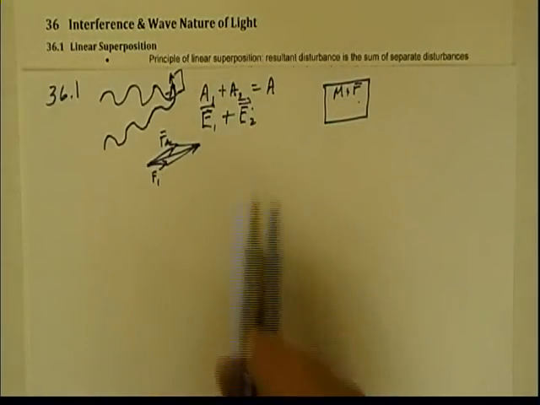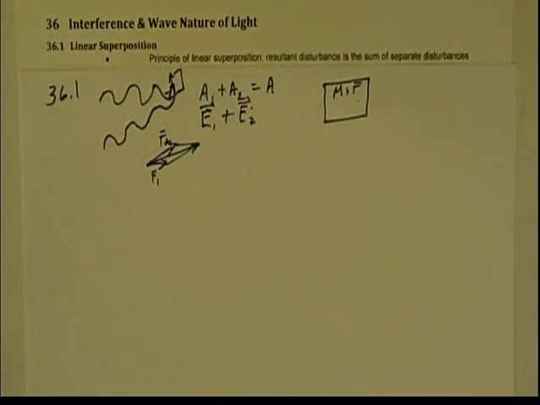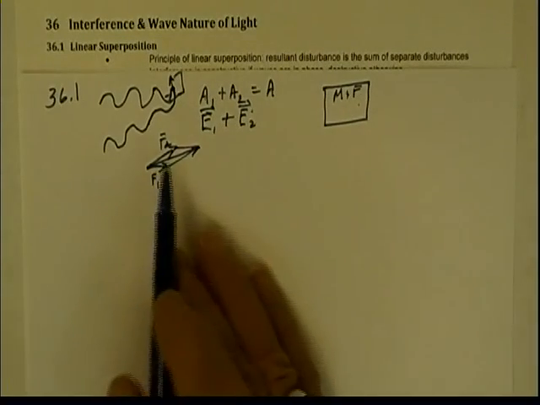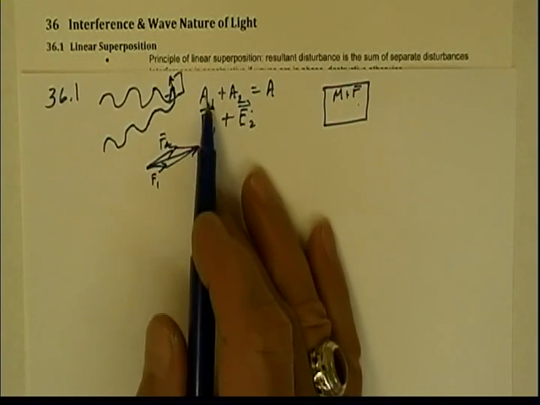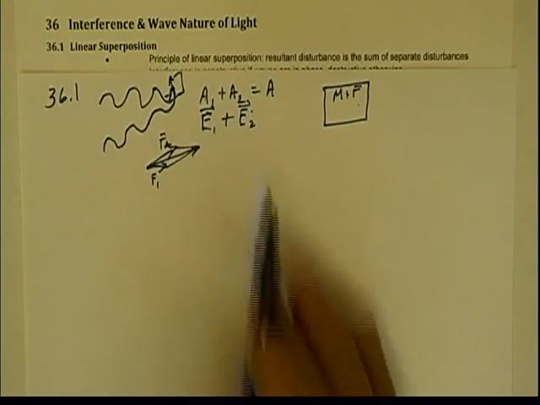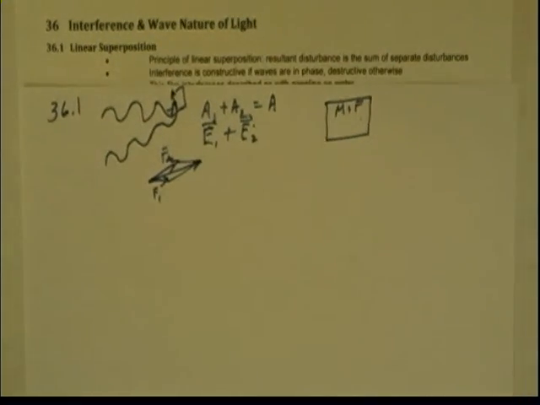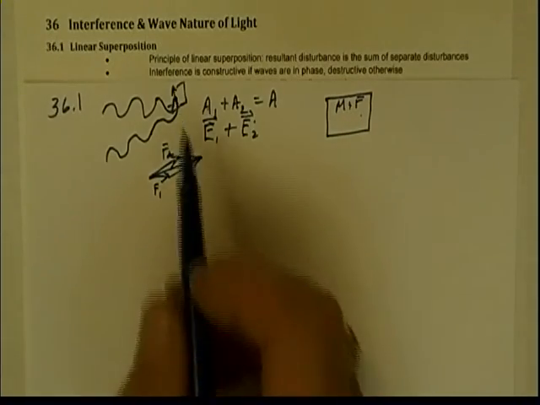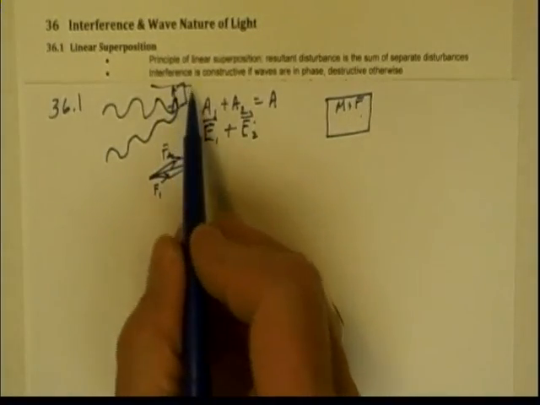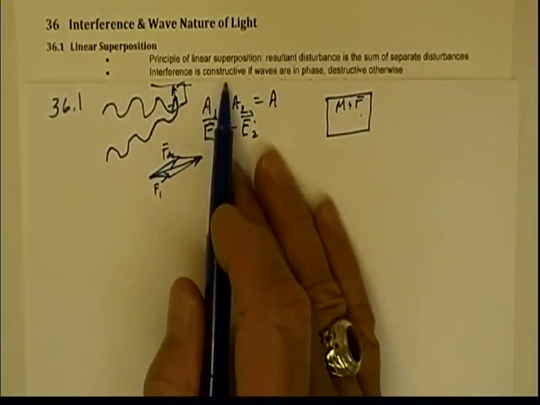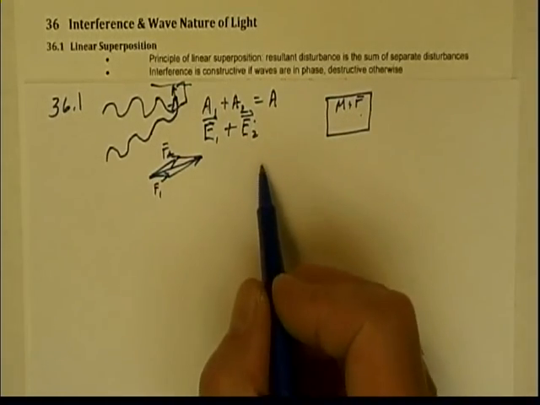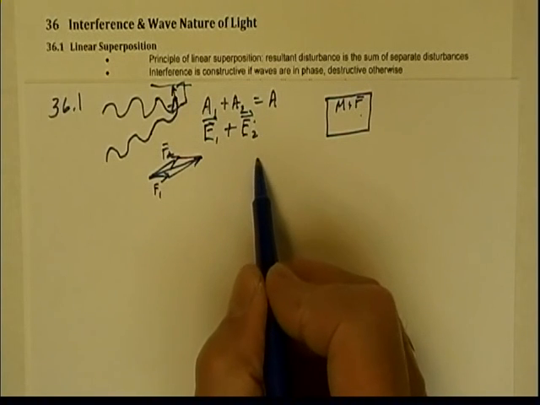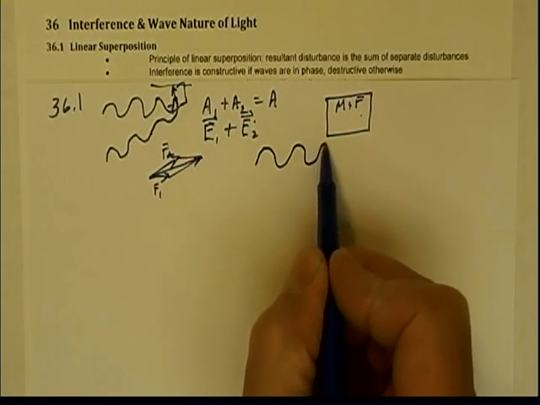So linear superposition is of the greatest importance, and it permeates all of physics, from the forces to the electric and magnetic fields to the waves that we study and how these waves add up with one another. Now, the next concept is the concept of interference. Interference is constructive if the waves are in phase and destructive otherwise. Now, what do we mean by in phase? Well, here's one wave.